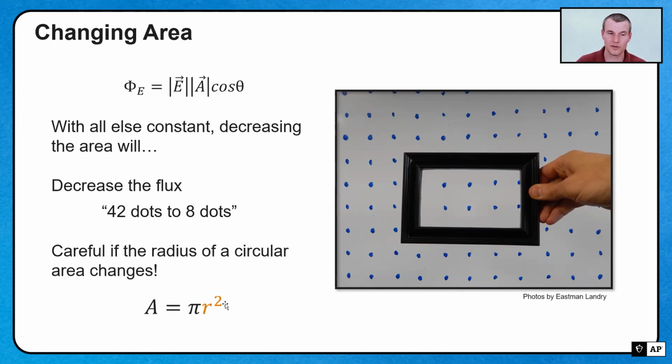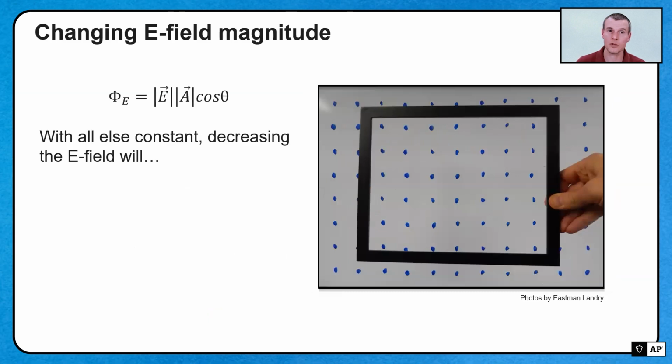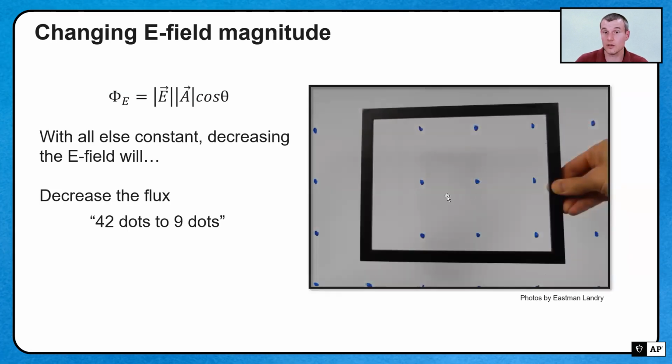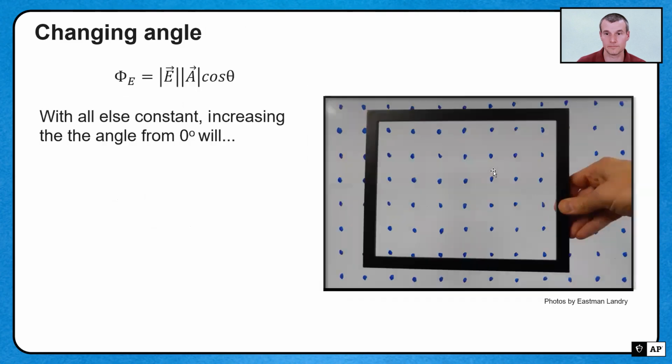One thing to be aware of is if you have a circular area, if you halve the radius, you're going to have 1/4 the area. So always look out for that if you see a problem with a circle. Okay, let's talk about how we can change the electric field magnitude. If I decrease the electric field from this many dots to that many dots, sure enough, that's also going to decrease the flux. I have fewer dots traveling through my picture frame.